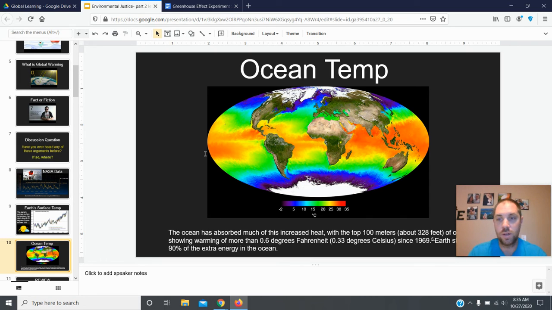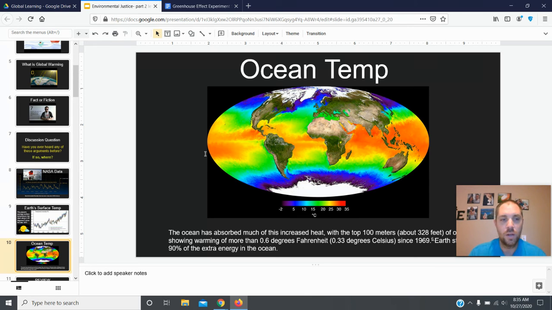Ocean temperatures. Okay, the ocean, obviously we know, covers over 75% of the Earth. It is actually where the majority of the energy is stored. When the sunlight comes down, where does it hit? It hits most of the ocean because there's more ocean than there's land, right? The ocean actually absorbs that light energy and stores it in the form of heat.